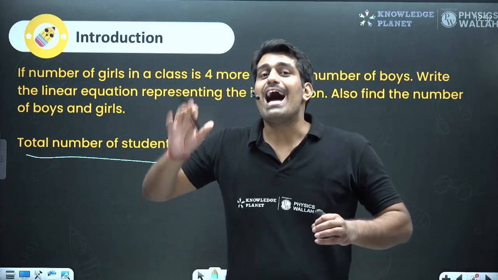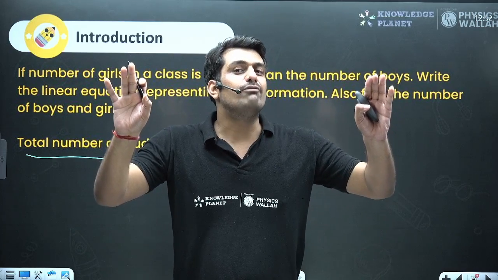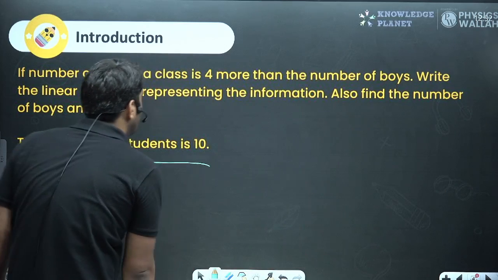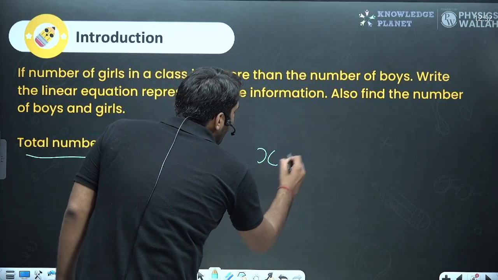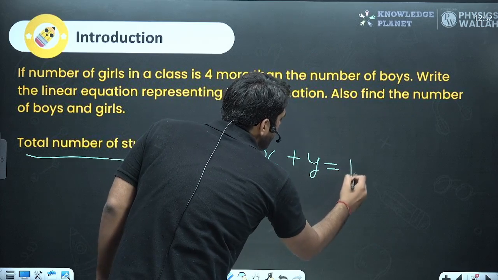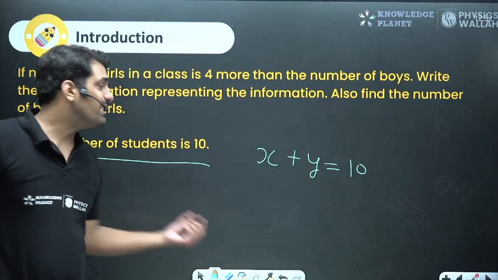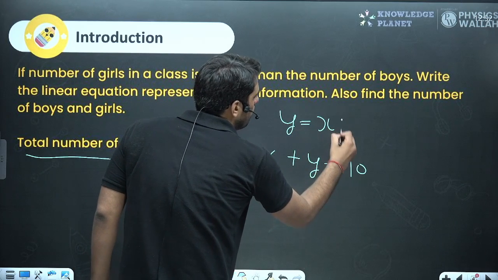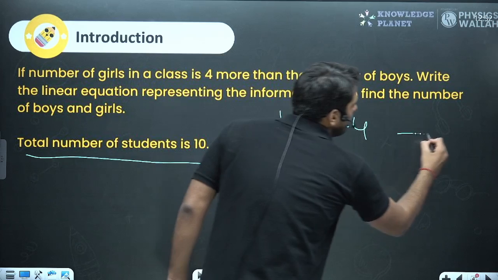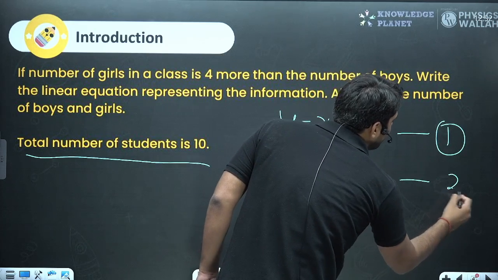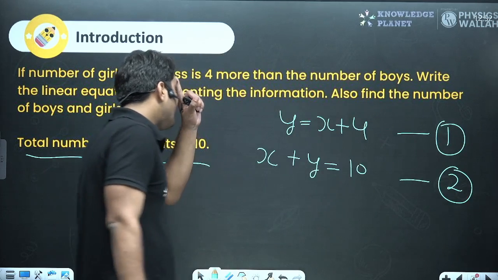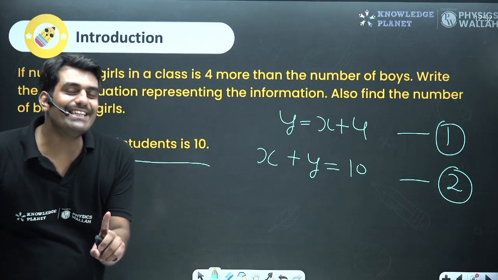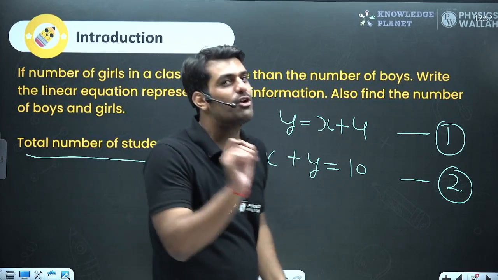Now, if we have the number of boys and number of girls in terms of x and y, and we know that the total number of students is 10, I can form another equation. The equation would be simple: x plus y equals 10. Previously, we have already formed the equation y equals x plus 4. This is our first linear equation, this is our second linear equation, both having two variables, one being x, another being y. And always remember what you have assumed: x was the number of boys and y the number of girls.